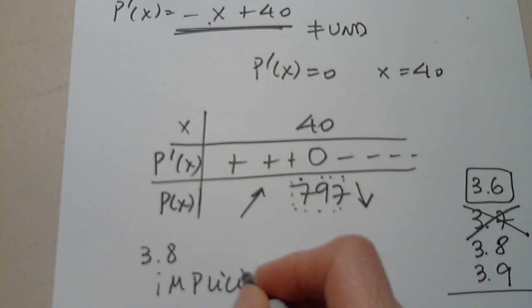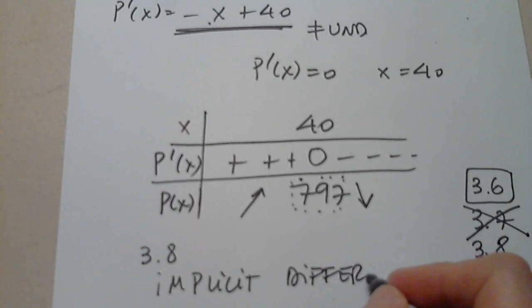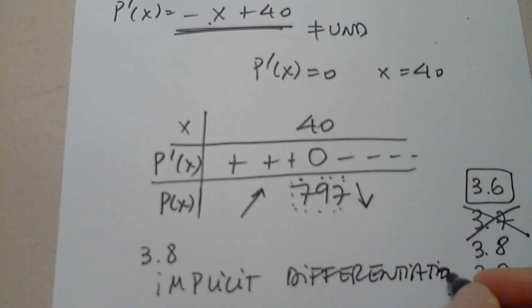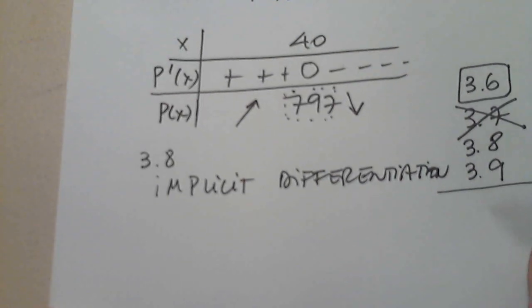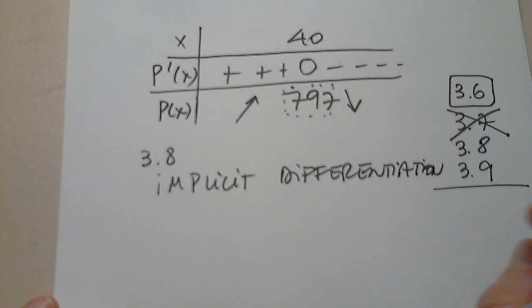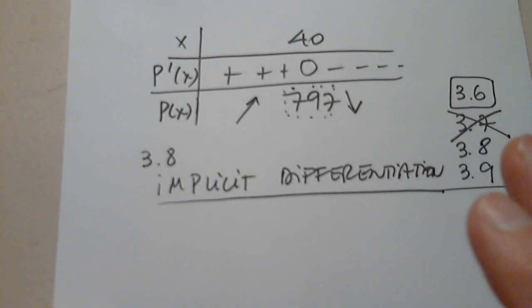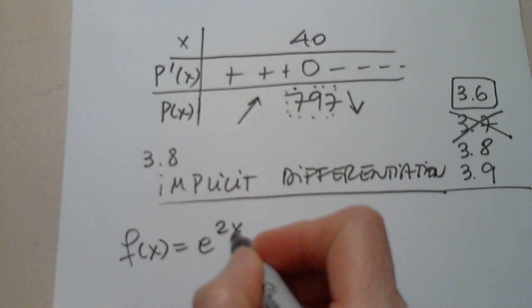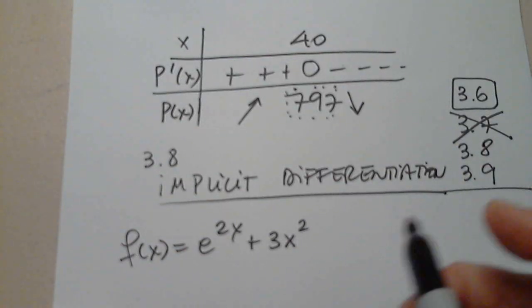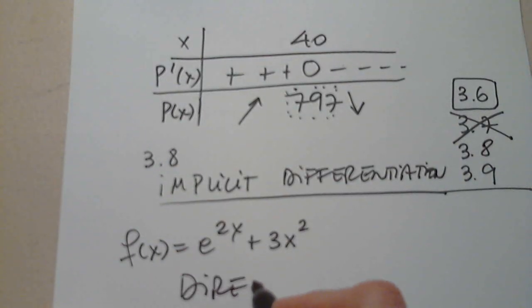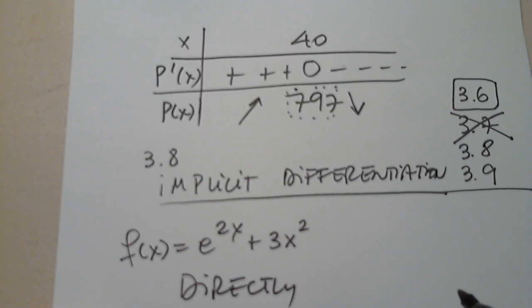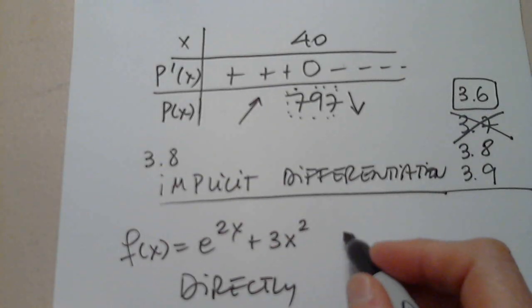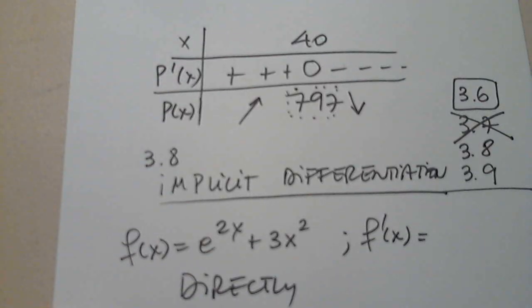Implicit differentiation. Not difficult, but we have to understand it. Before I explain this, if you give me the function, let's say f of x equals e to 2x plus 3x squared, this is the function given directly, not implicitly. You're giving me this function and you're asking me find f prime of x. Okay, I will say 2e to 2x plus 6x.